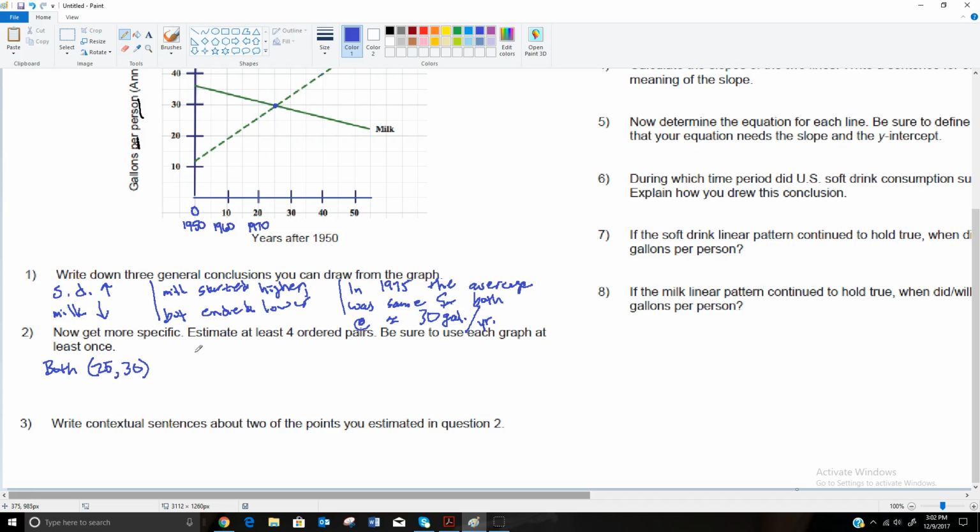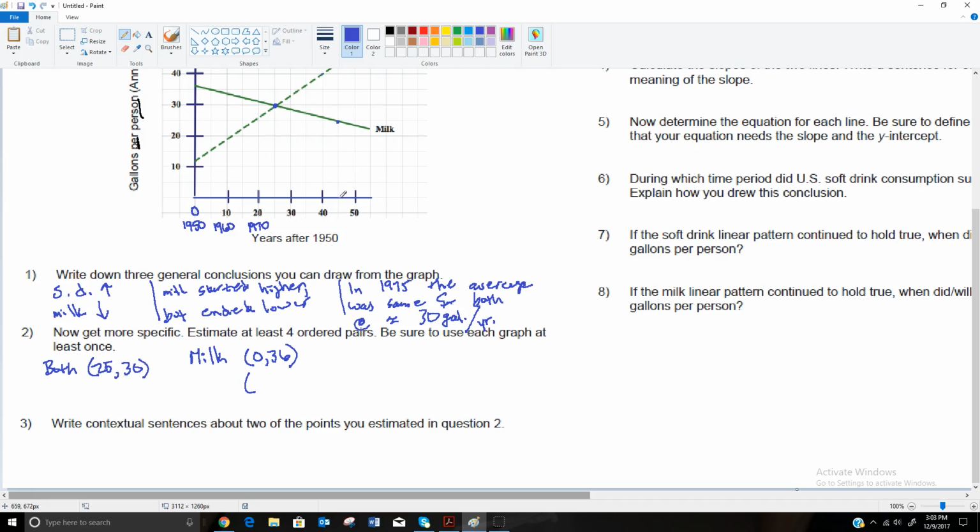Okay, so let's do one or a couple now that are just for milk. I could spell milk. Just for milk, a couple that would be important. I mean, you could do the first one, the last one. You could do ones where it looks like it crosses right on someplace that's easy to read. Whatever you'd like. We already talked about this one, so we'll go ahead and write that one down. In year 0, which is 0 years after 1950, it looks like milk was at 36. And then I'll just go ahead and do this one because it looks like it's easy to read.